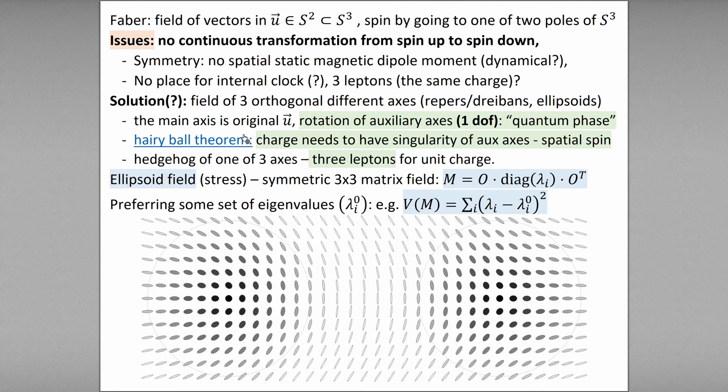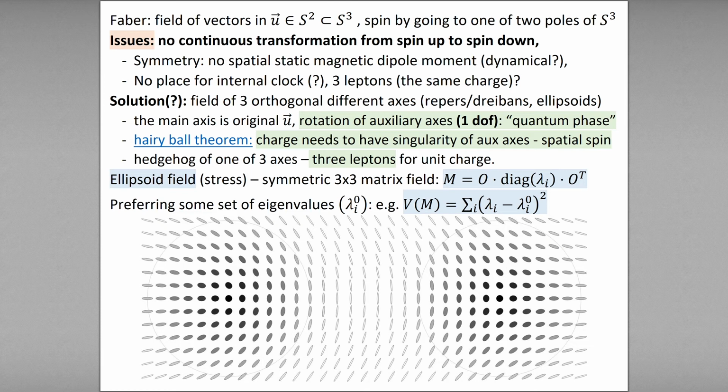Faber just uses this field of vectors. I'm saying that we should also recognize internal rotation of these vectors. In the language of liquid crystals, this is the difference between uniaxial nematics and biaxial nematics. So instead of just a single vector in every point, we have three orthogonal axes in every point. Having three distinguishable orthogonal axes in every point, you can perform this hedgehog configuration using one axis, the second axis, or the third axis.